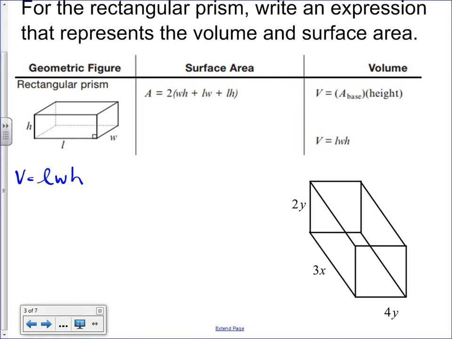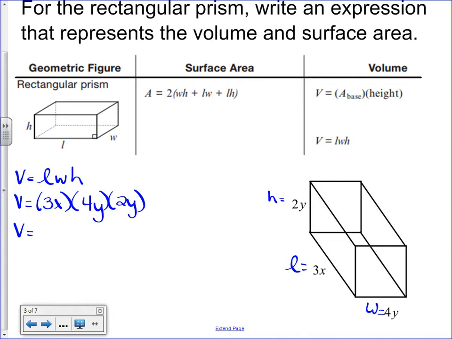Austin? Volume equals? 4y times? Good. So if we look here, my length, I've labeled this as my length. This is my width. This is my height. So this would be a typical, you would get 1 mark for writing this expression out. Now I have to simplify this.